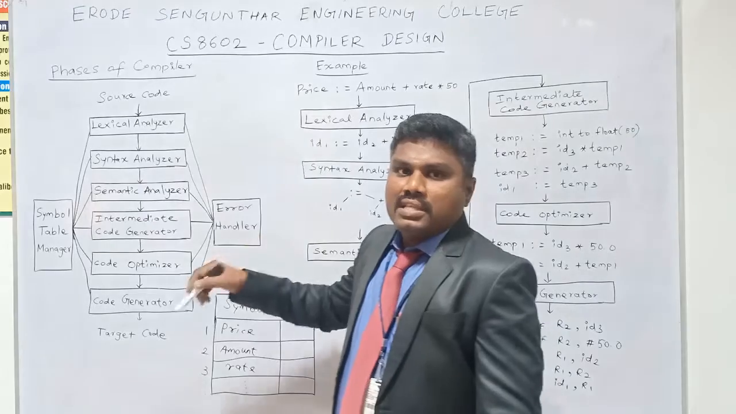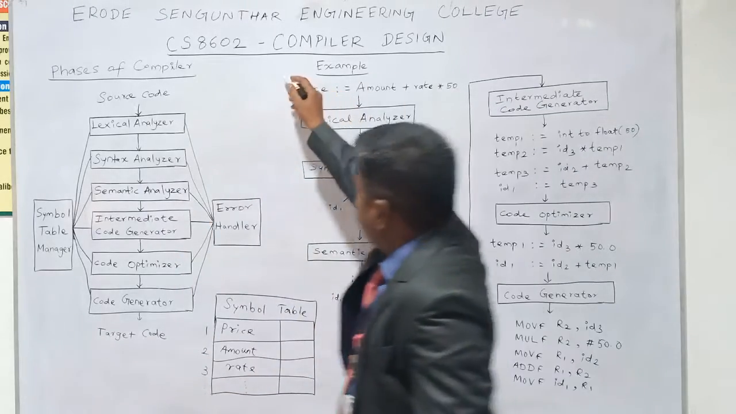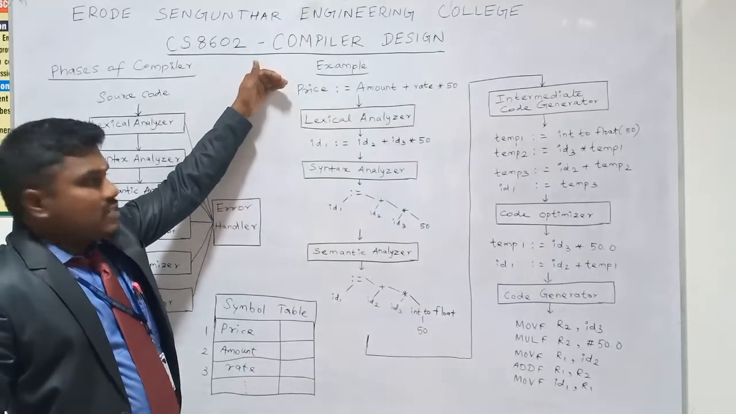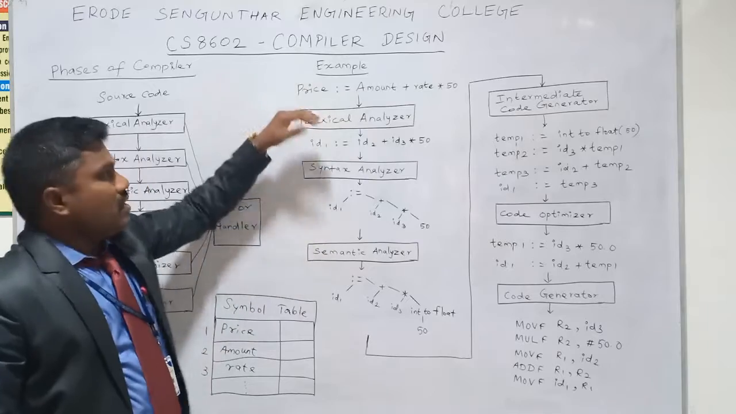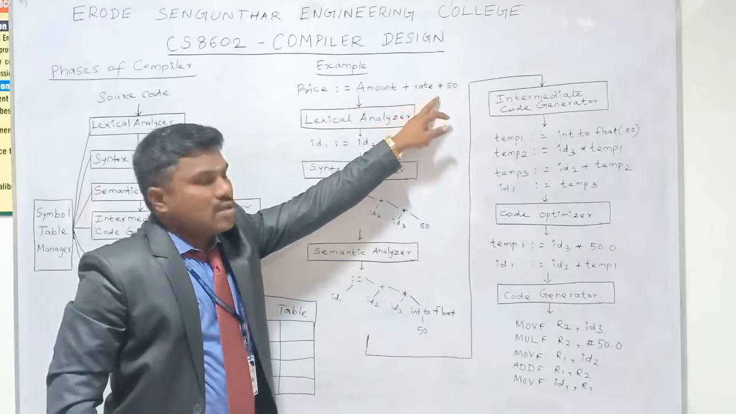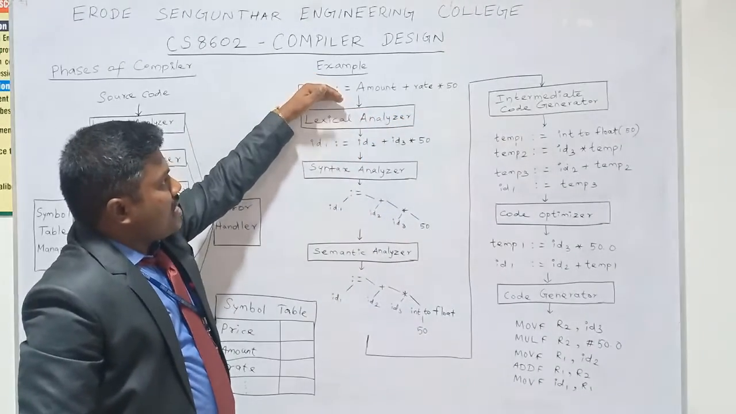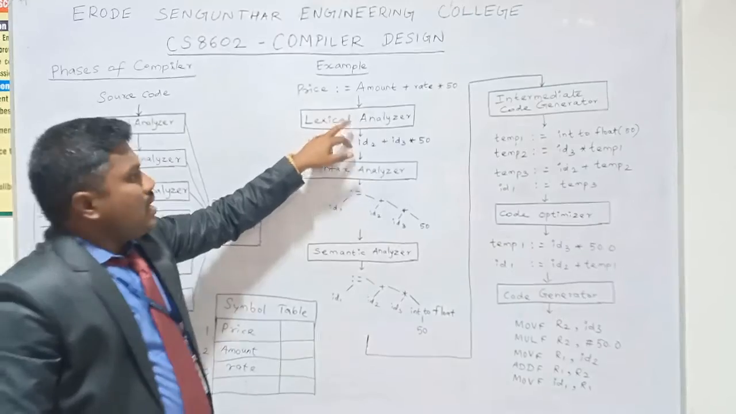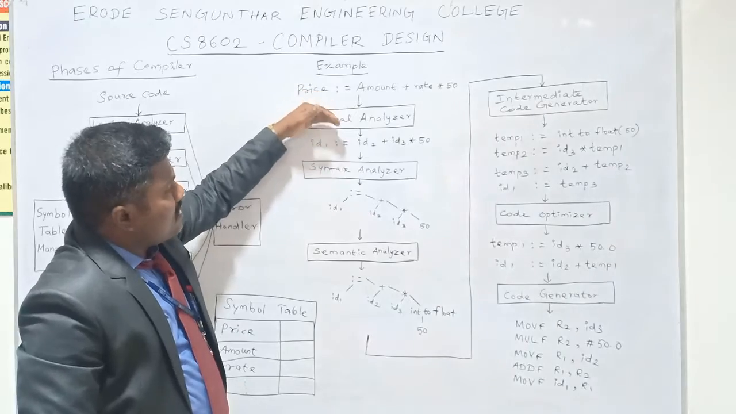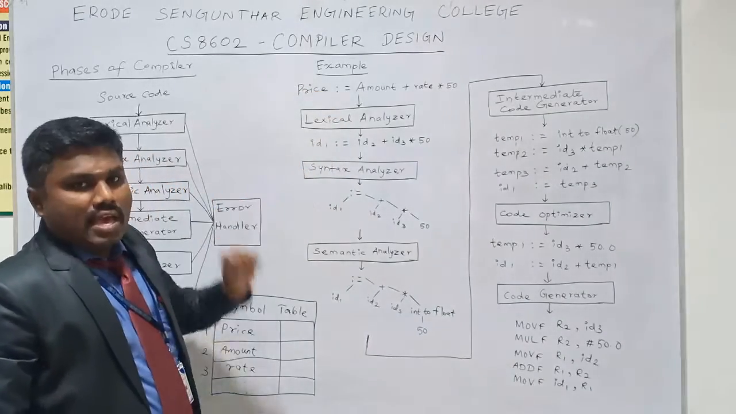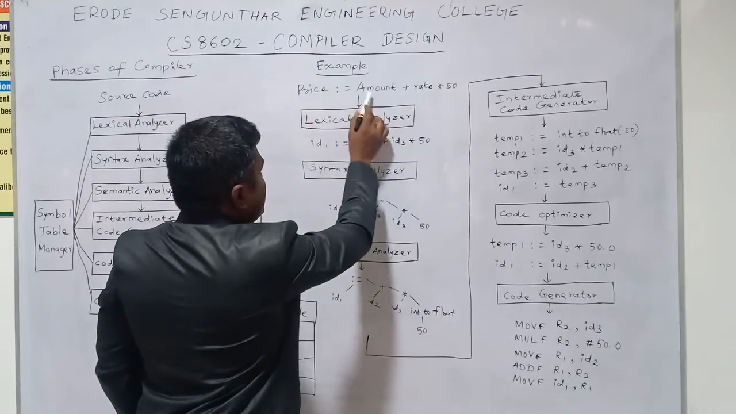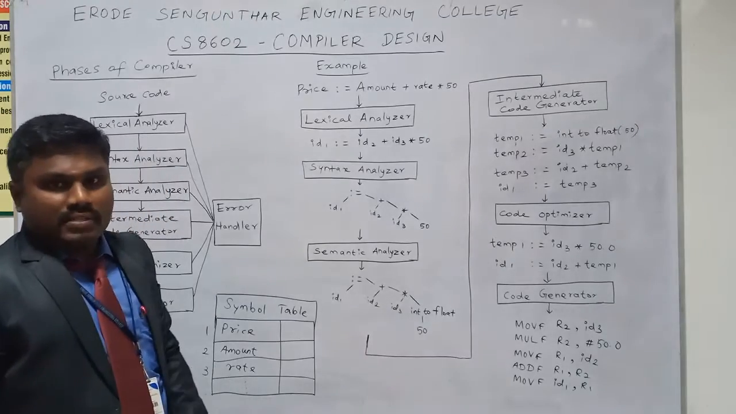Now we will discuss the detailed example here. Consider this example. Source code. In source code, this statement is the input: price equal to amount plus rate star 50. This is the input statement to lexical analyzer. Lexical analyzer receives the statement from source code and then it generates tokens like this. Here, price, amount, and rate, these 3 are identifiers or variables.